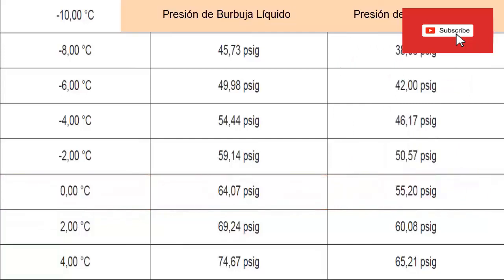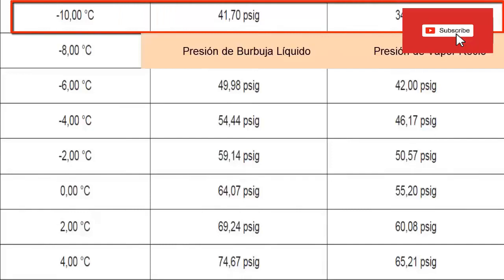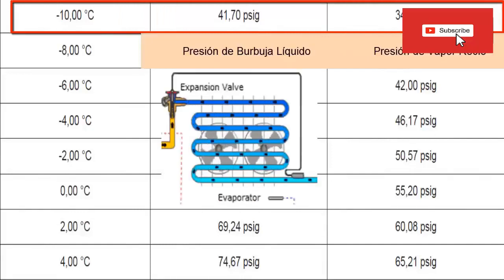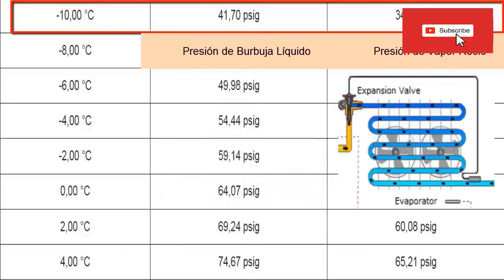Thus, for example, to achieve a temperature at the inlet of the evaporator of -10 degrees Celsius, a manometric pressure of 41.70 psig must be used. On the other hand, if you require the same -10 degrees at the evaporator outlet, then you must work with a low gauge pressure of 34.31 psig.